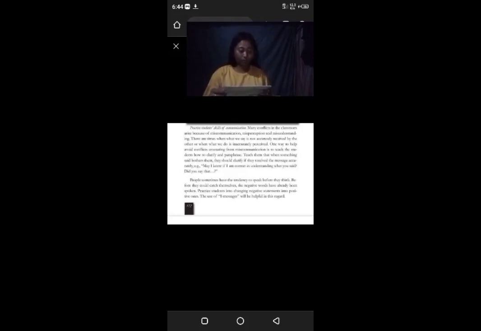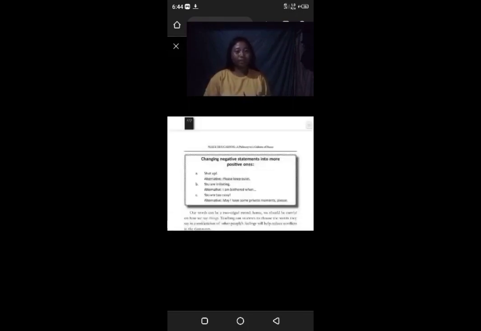So, what we are going to do is to change the way we communicate with each other. So, the negative statement changes into a positive statement. So, for example, in the negative aspect, "shut up." In a positive statement, "please keep quiet." So, in this term, hindi mo ma-offend yung kausap mo.